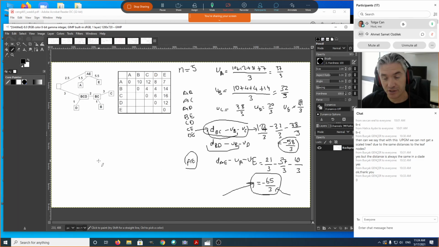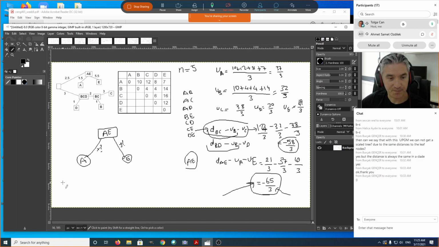So therefore, in this iteration, we choose to combine, in the first iteration, unlike UPGMA, A and E as a better candidate. So we combine A and E. Now, since we have these UA and UE values, 37 divided by 3, 49 divided by 3, I can find what this X and Y are by directly using UA and UE.